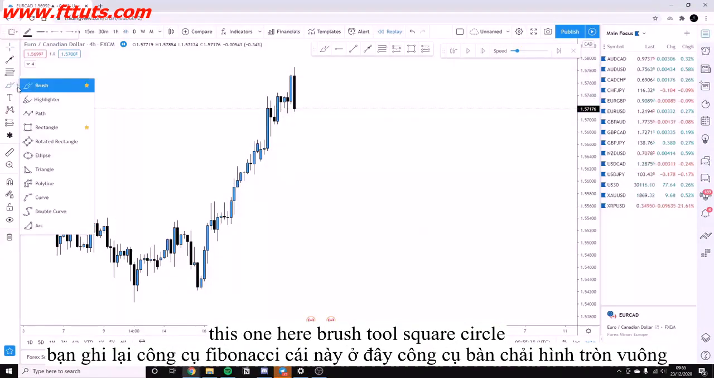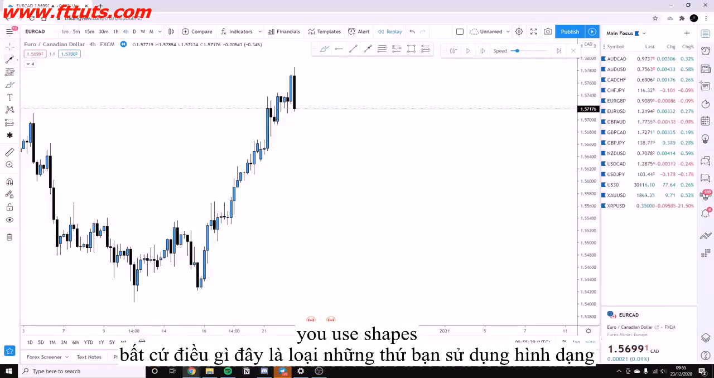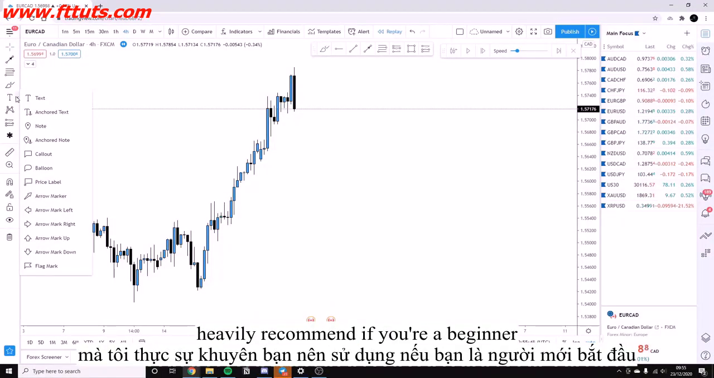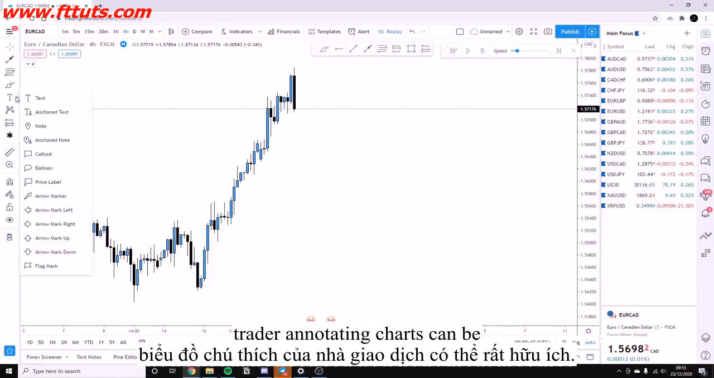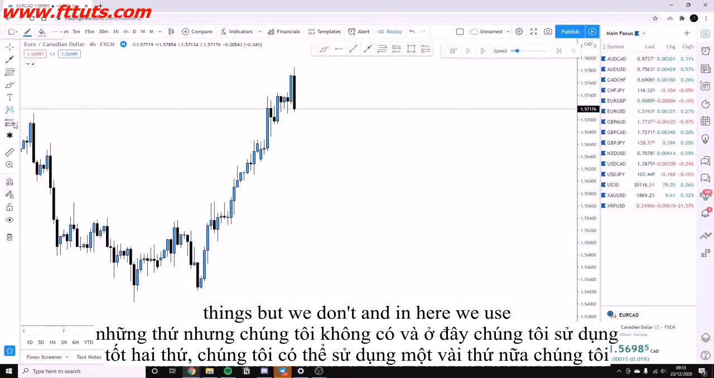This one here, brush tool, square, circle, whatever. These are the sort of things you use. Shapes. Text can be really good if you want to annotate your charts, which I heavily recommend if you're a beginner trader. Annotating charts can be very, very useful. The next one down here, we don't use anything in here. You can if you want to learn some other things, but we don't.